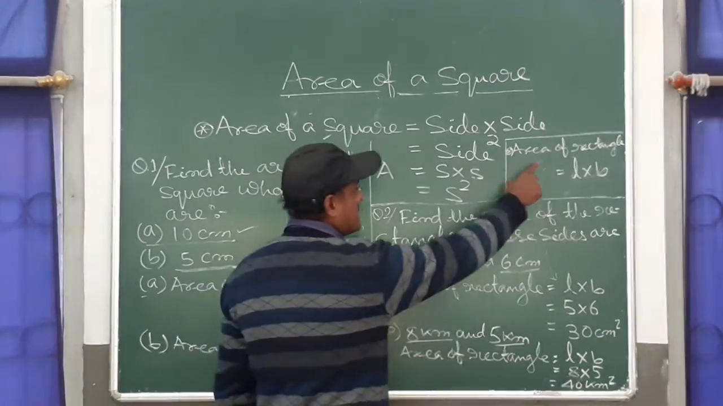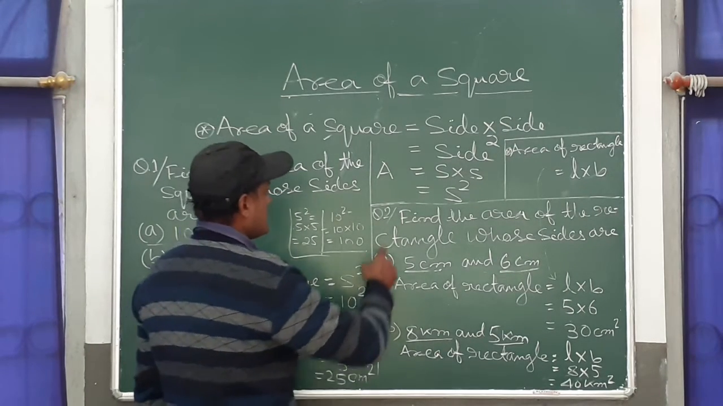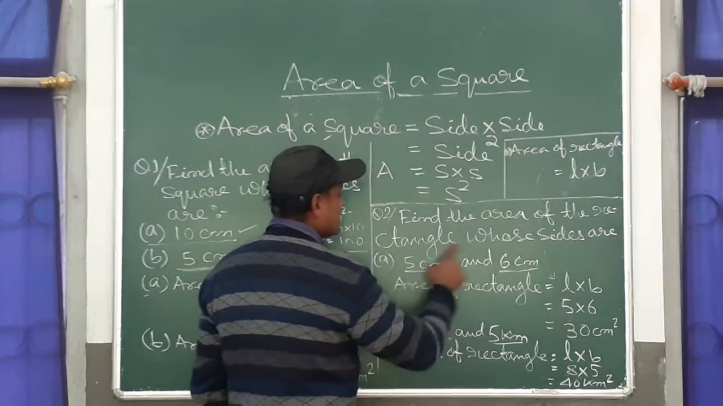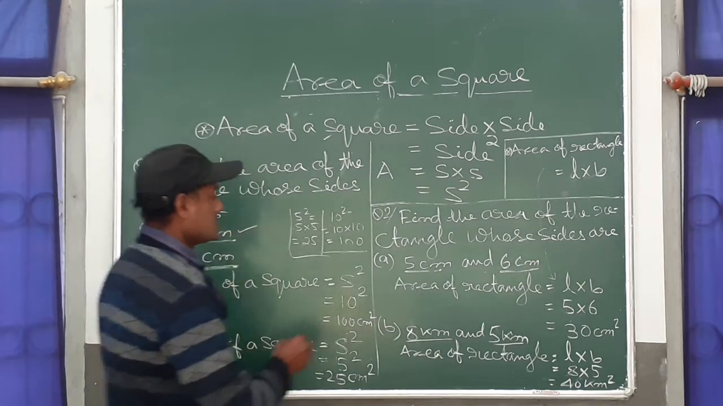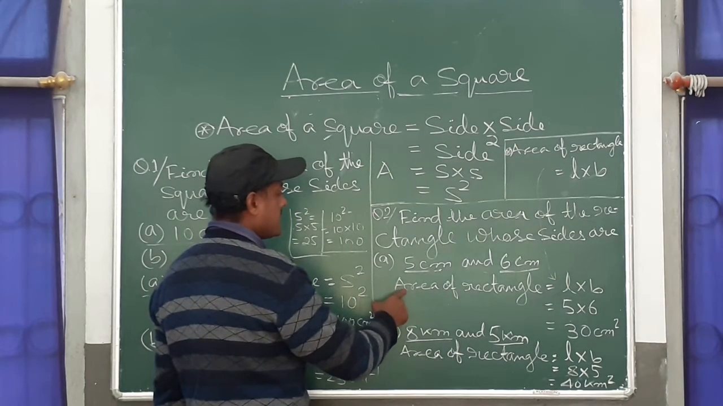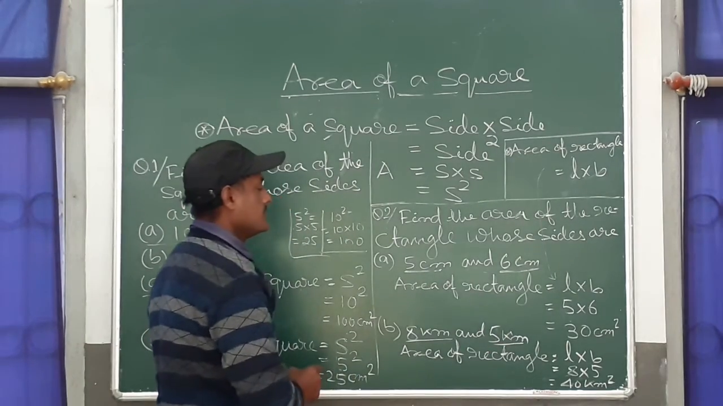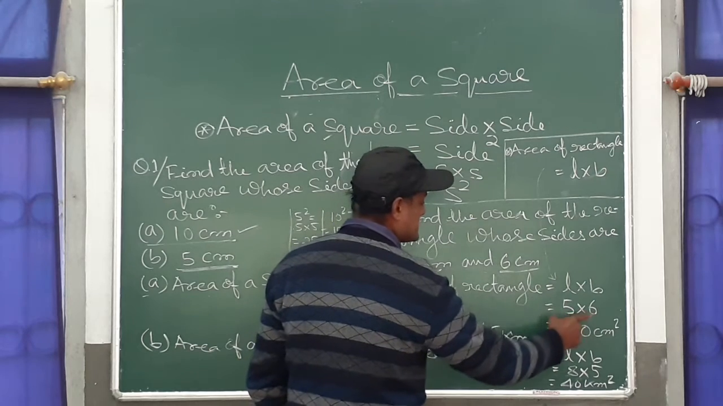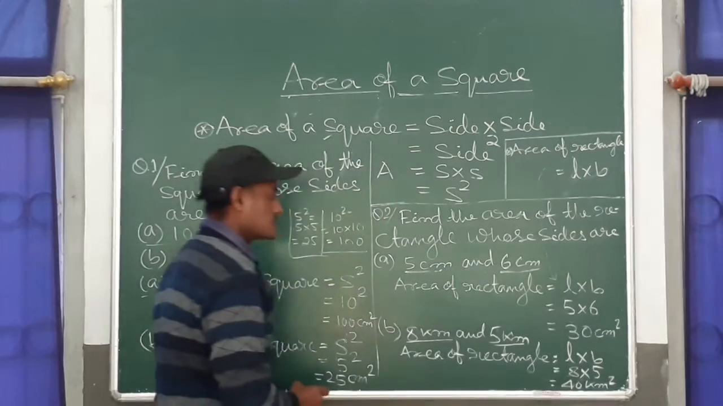Now area of a rectangle is equal to, I told you, length into breadth. The question is asking you to find the area of the rectangle whose sides are 5 centimeter and 6 centimeter. So length and breadth are given here. Again you have to write the formula. Area of rectangle is equal to L into B. Now the length is given 5, breadth is given 6. So 5 6s are 30, and your unit is centimeter square.